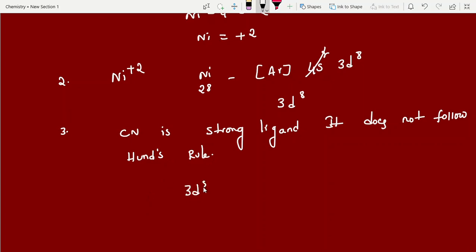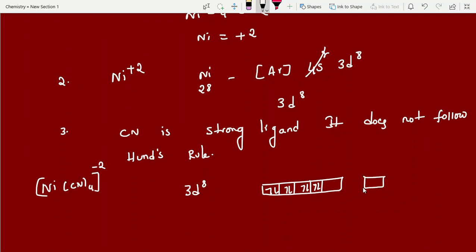This is 3d8. 1, 2, 3, 4, 5, 1, 2, 3, 1, 2, 3, 4, 5, 6, 7, 8. That's it. Now, how many ligands are in our hand? Next step, cyanide: 4 ligands. 4 ligands are there, right or not? That means 4 vacant orbitals we have to provide. Already one is there and the remaining 3 we have to provide. This is 3d, this is 4s.